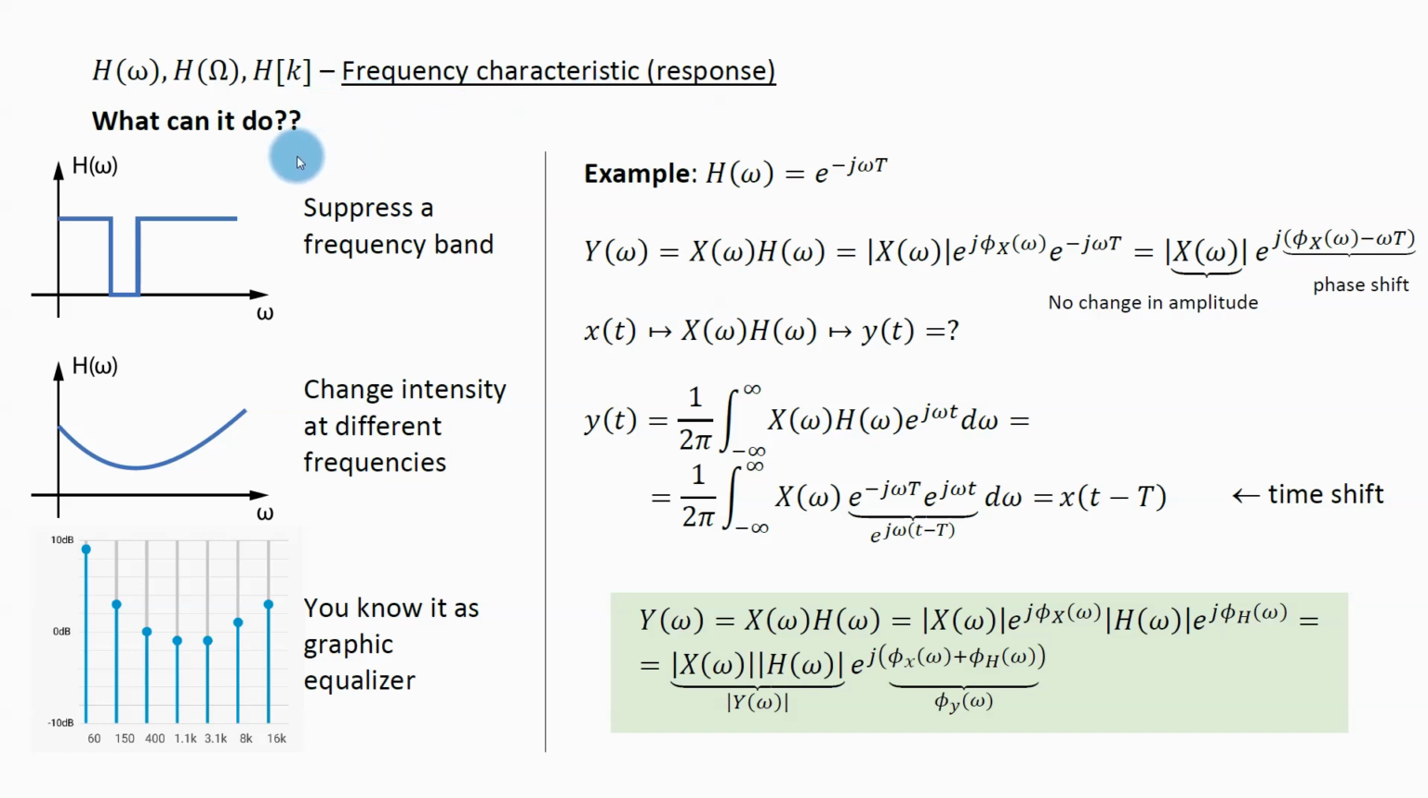Now, what can this frequency characteristic do? On the previous slide, I have shown you that it can suppress a band of frequencies, but the frequency characteristic does not have to be this binary.